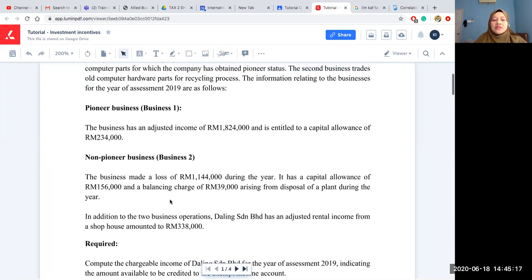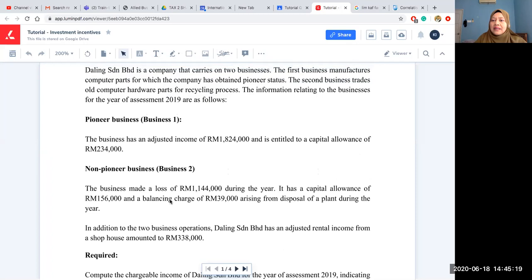From this question, you should be able to identify that there are two businesses. One is the pioneer, the other one is the non-pioneer. So let's do it according to the steps that we have gone through before. Step number 1 is to identify your statutory income from your pioneer business.